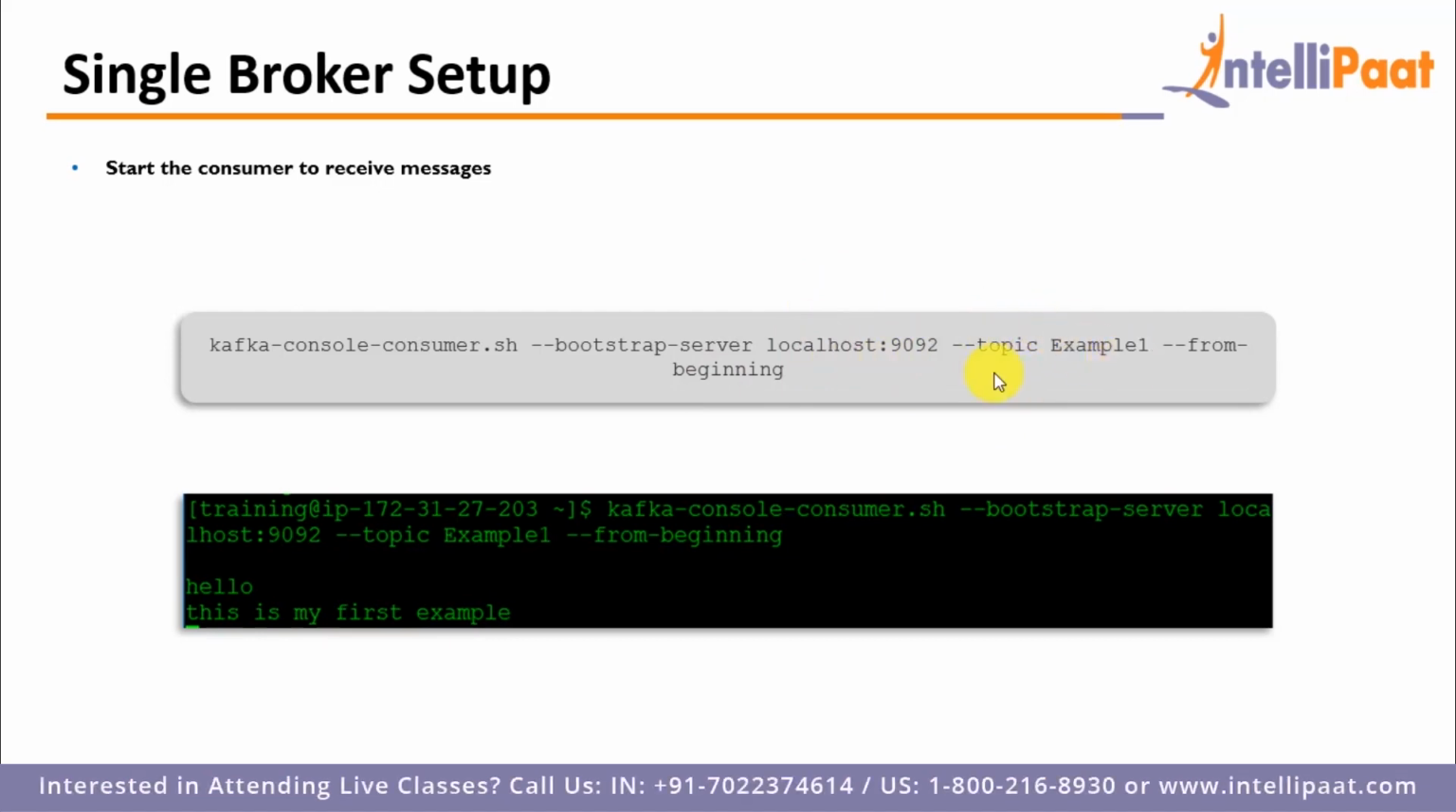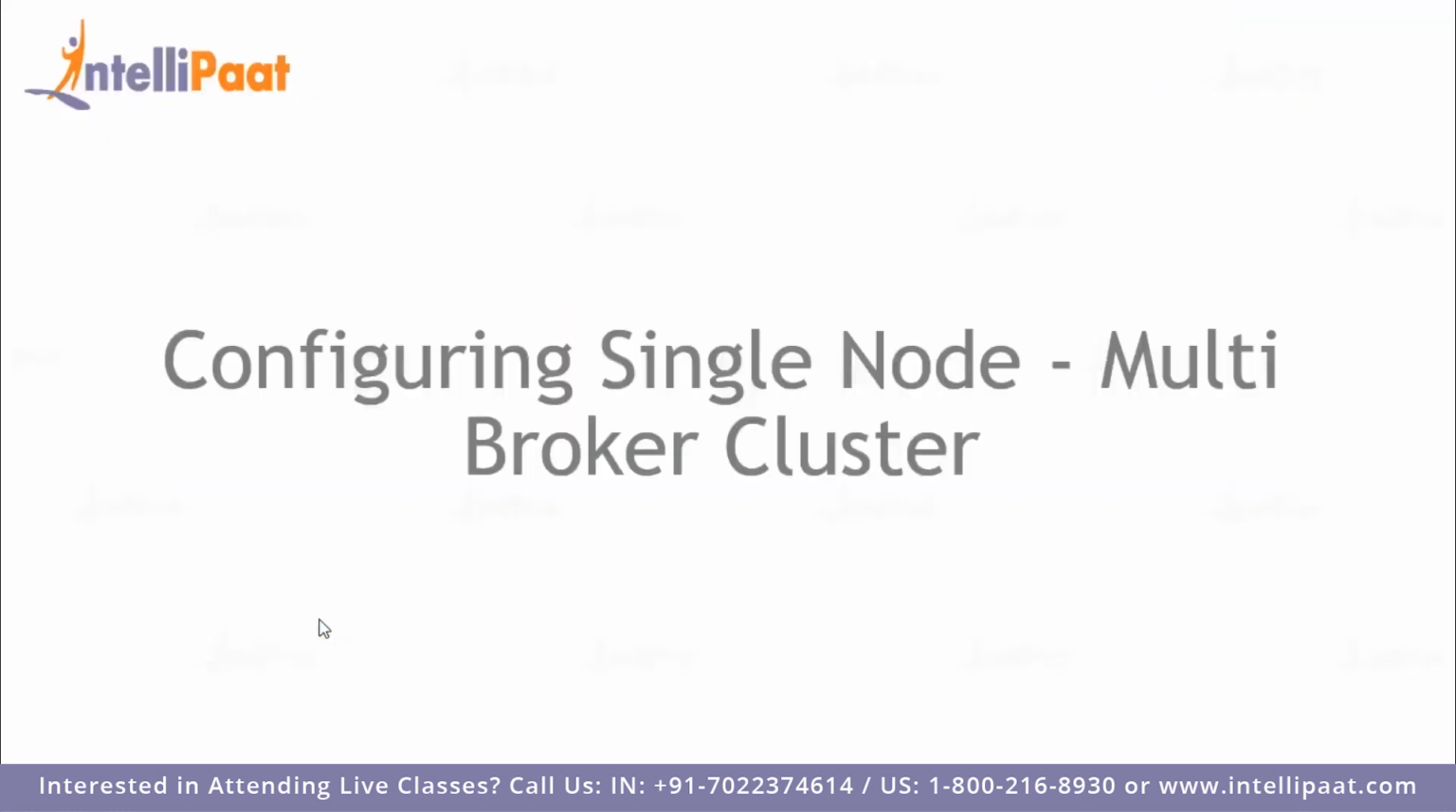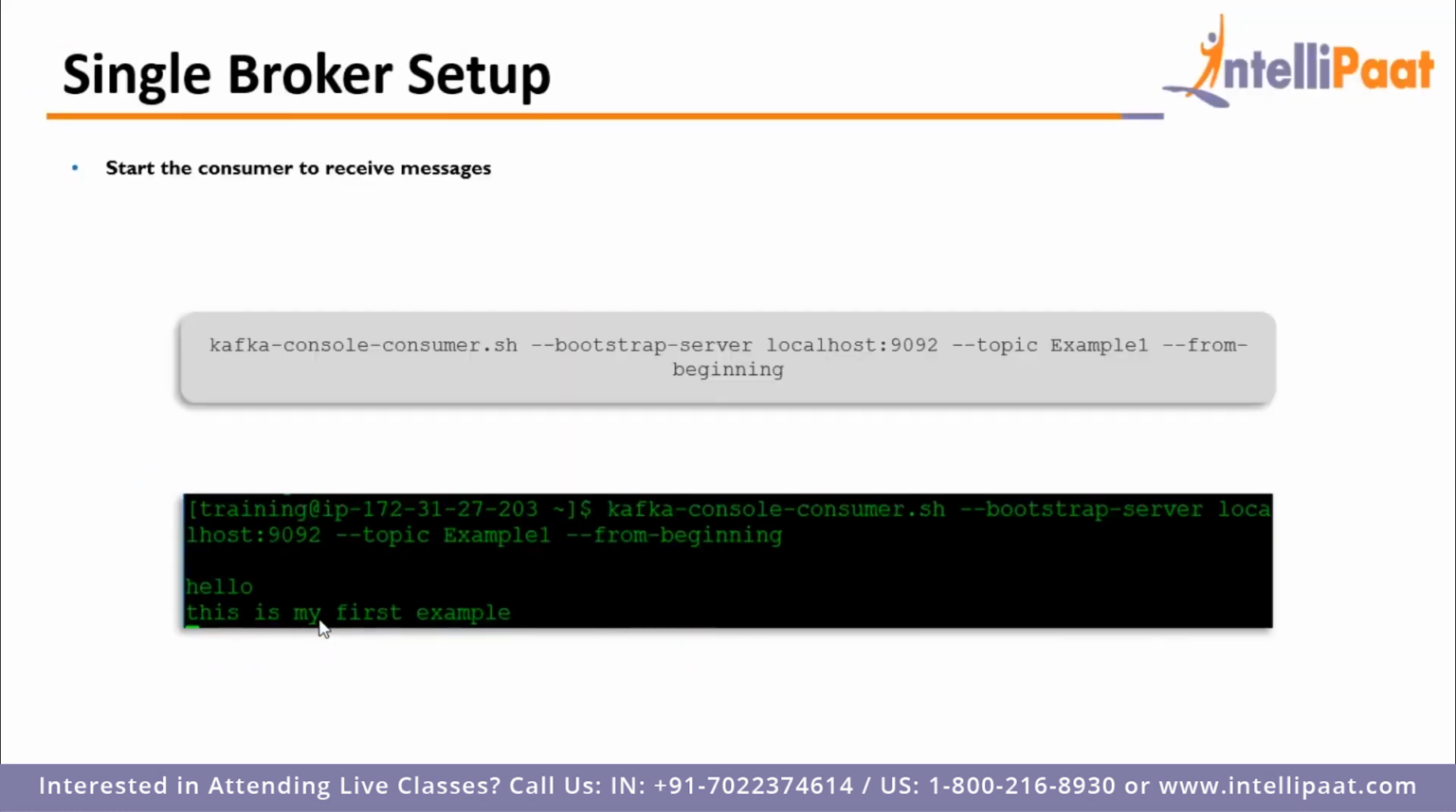So the producer is sending the topic example1, and also the consumer has subscribed to the topic example1, and it is reading the topic from the beginning. Right, so when it reads the topic from the beginning, this is the result which it gets. Hello, this is my first example. Right, now let's go ahead and actually perform this.